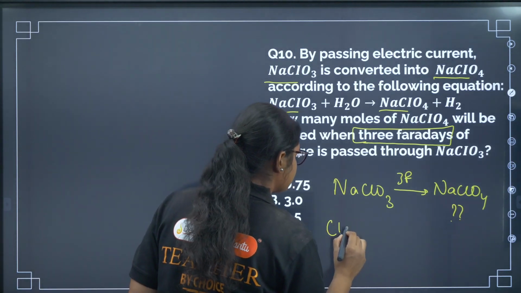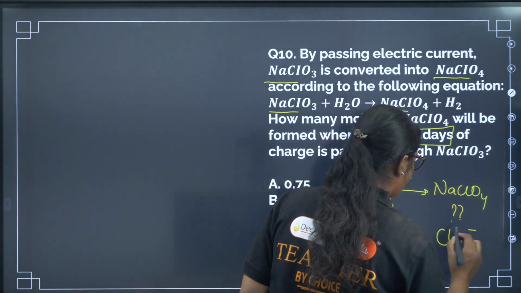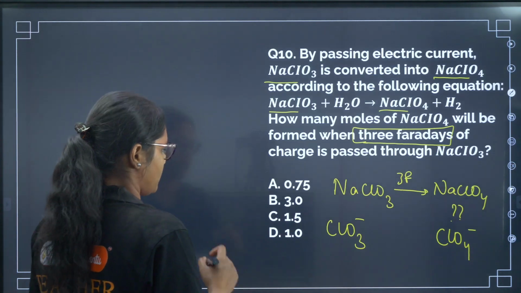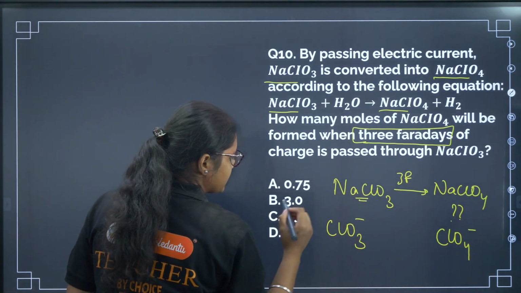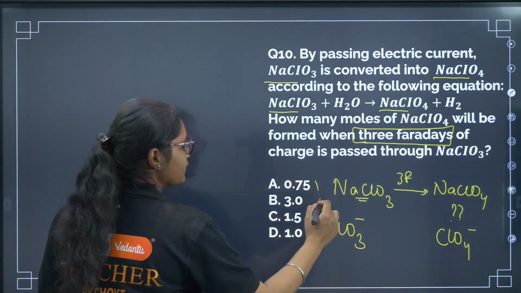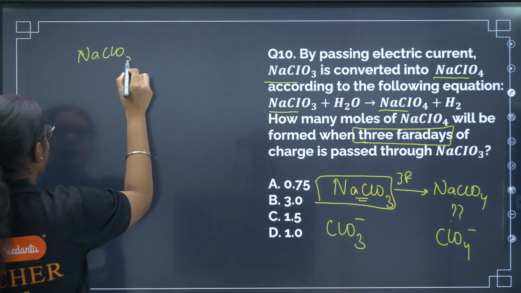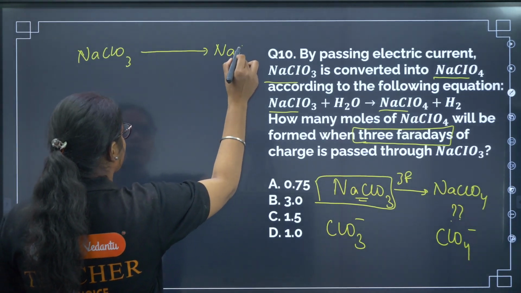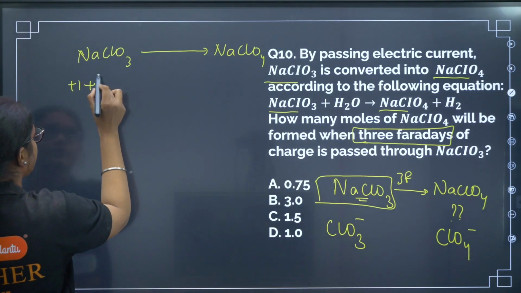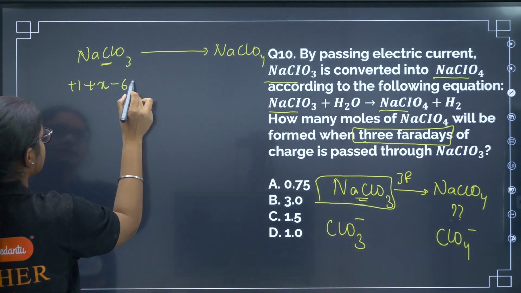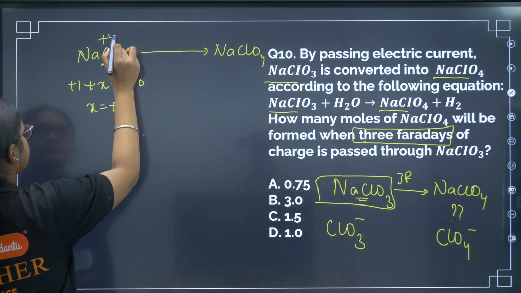Okay, now let us see this one. Can I write it like this? ClO3 minus, and this one can be written as ClO4 minus. So let us just calculate the oxidation state of chlorine. We can take the whole molecule and calculate. So, NaClO3 to NaClO4. Sodium's oxidation state is plus 1. Chlorine we have to find out. So X minus 6 is equal to 0. So X is equal to plus 5. So chlorine here is plus 5.